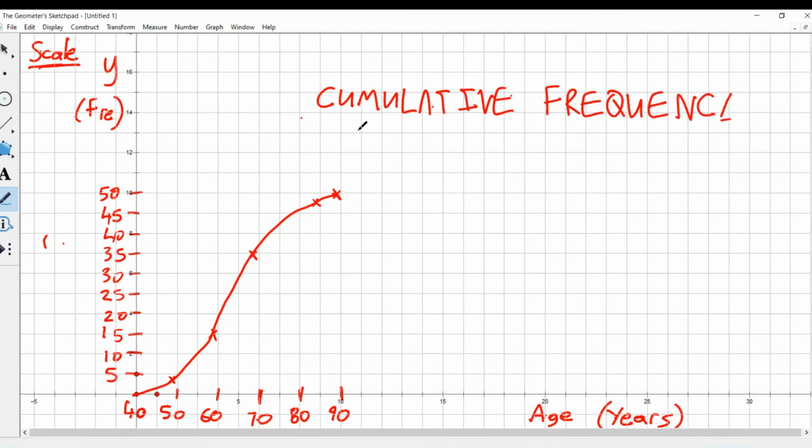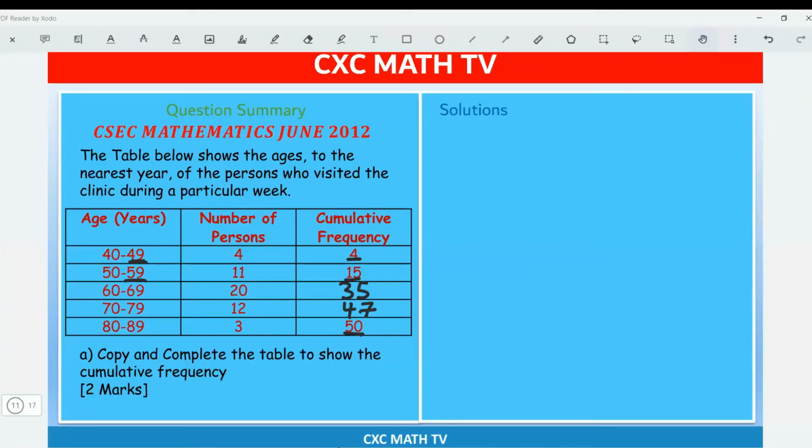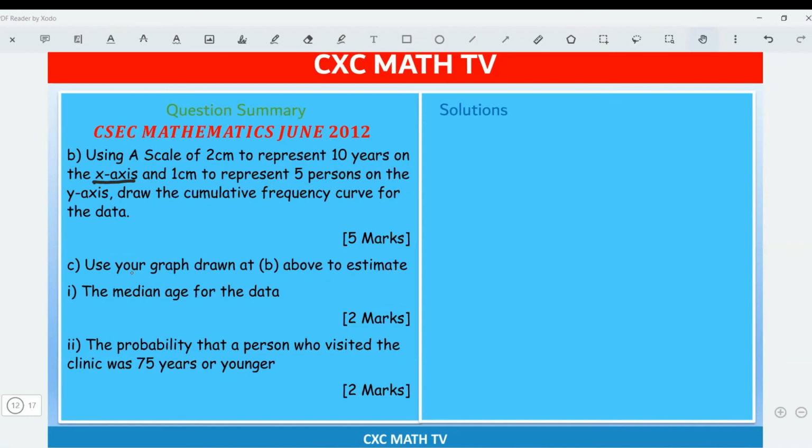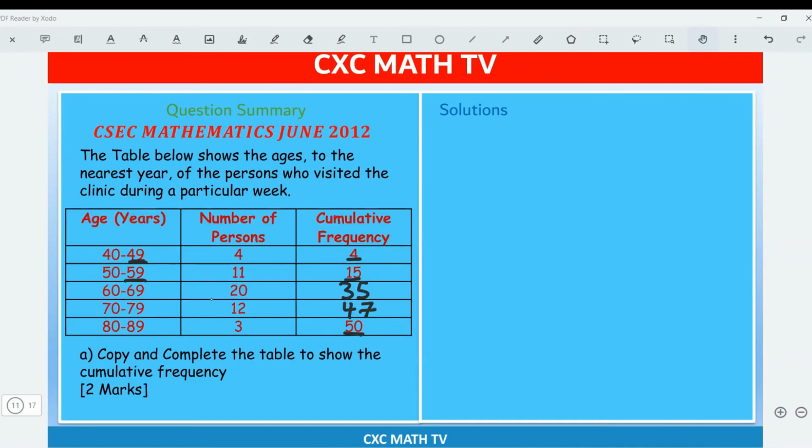Once you have your cumulative frequency graph, you're going to use it to answer some questions. Let's see the questions they're going to ask us. It says, use your graph to estimate the median age. The median age is really the half age. You look at how many persons there are in total. There are 50 persons in total, so the median age is the age of the 25th person.